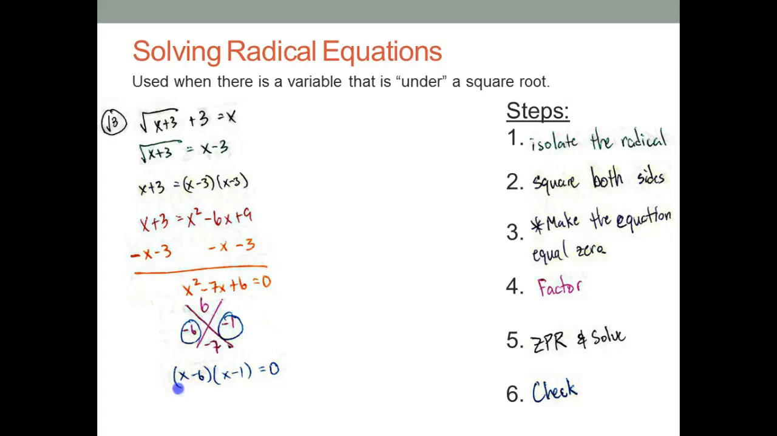And again, I'm now going to use the zero product rule to solve this. x minus 6 equals 0. Add the 6 to each side. I have x is equal to 6. And then I have x minus 1 is equal to 0. Add the 1 to each side, and x is equal to 1.